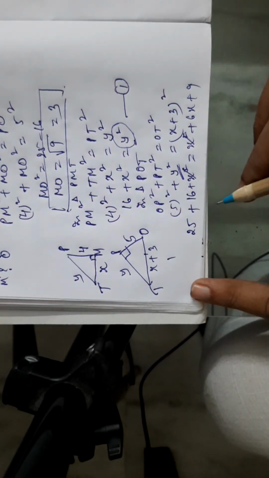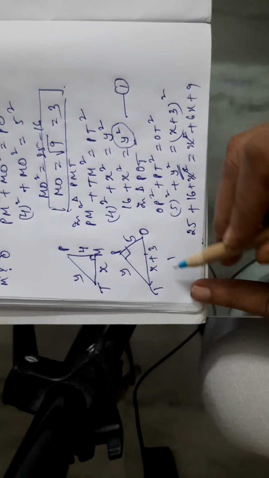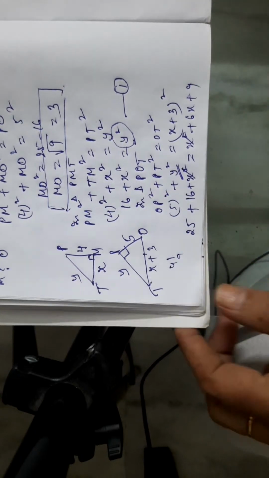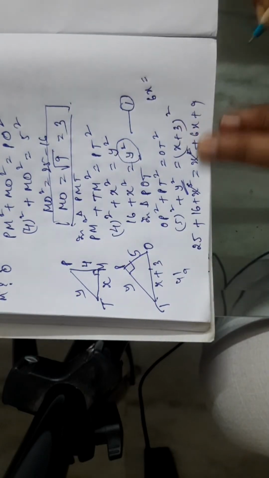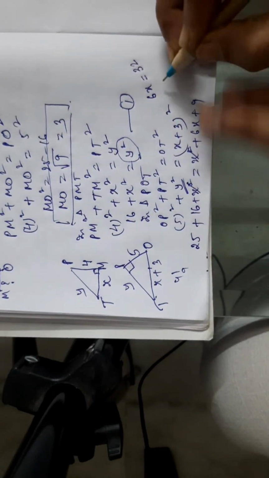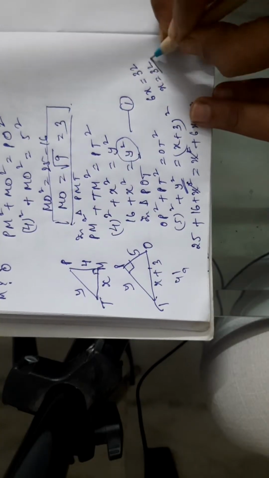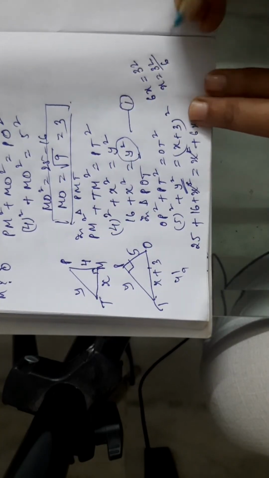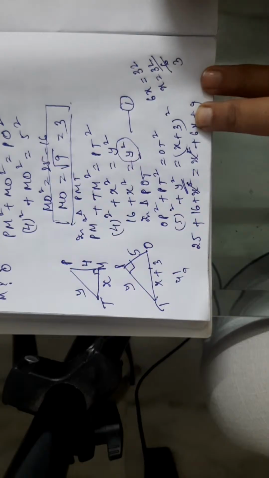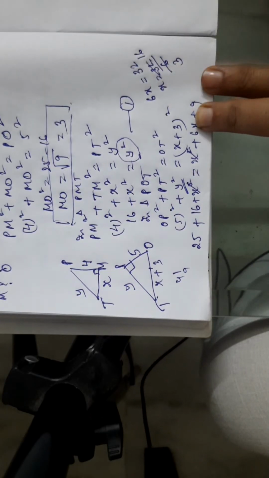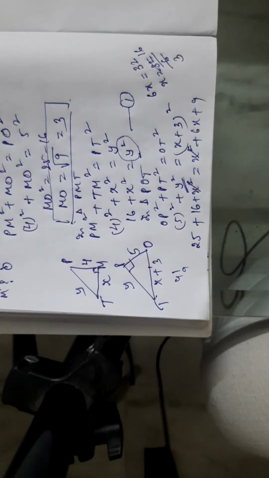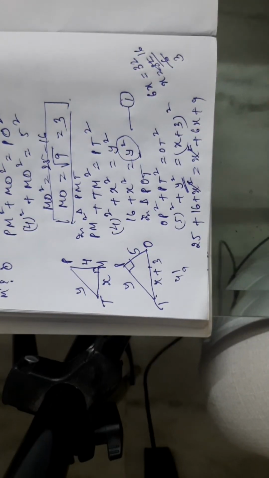If I subtract 9 from 16, 25 plus 16 is 41, minus 9, 32. So finally 6x is 32, thus x is 32 by 6. So it's 2 3s are 6, 16 by 3. We got the value of x as 16 by 3.